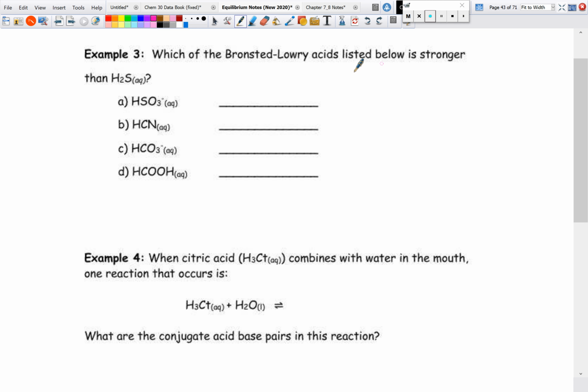we have which of the following Bronsted-Lowry acids listed below are stronger than H2S. So this is just using your data booklet. And when you go through, once again, pause the video if you want to fill this in on your own, because I'm just going to put in the answers right now. You will notice that this one is not, this one is not, this one is not, but this one is. Right, so you find H2S in your data booklet, you'll notice that these here are all below. This is the only one that's above.